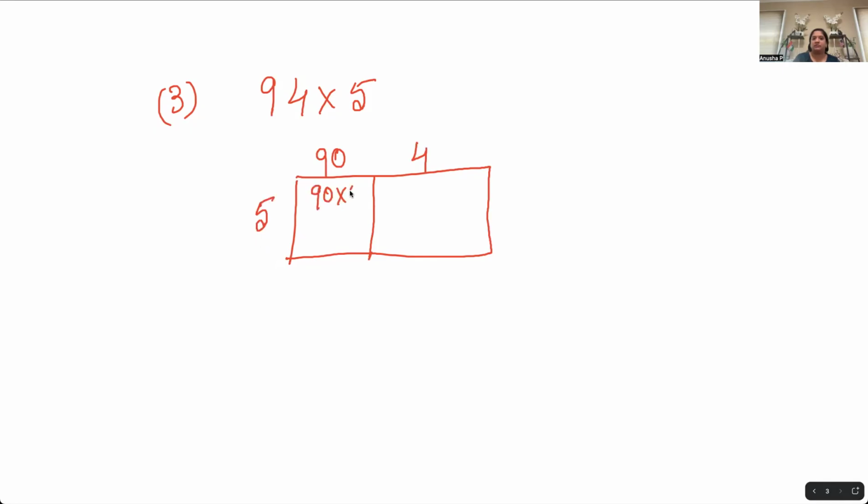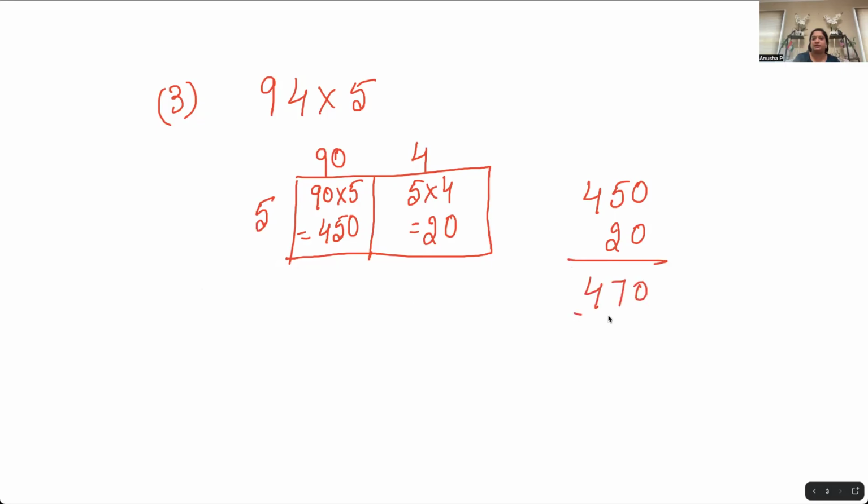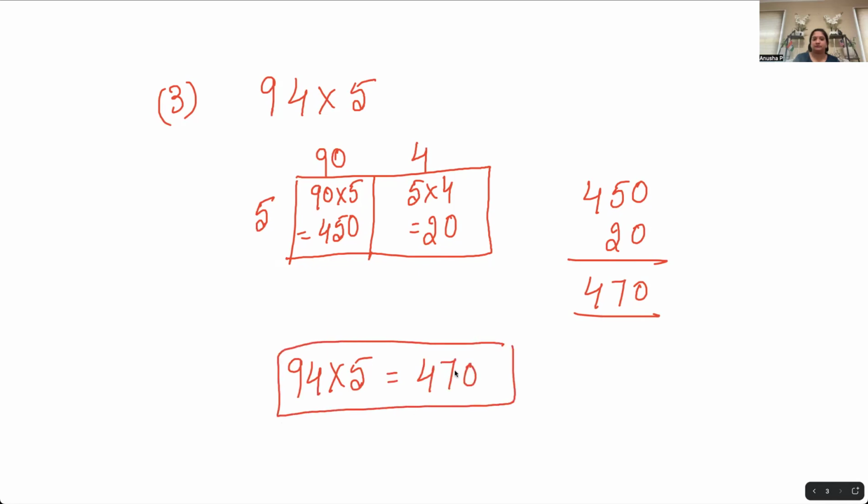So 90 times 5 is 450, because 9 times 5 is 45 and then 0. And 5 times 4 is 20. We can add those two numbers, 450 and 20. That gives you 470. 94 times 5 is equal to 470.